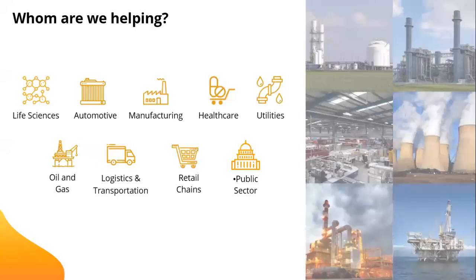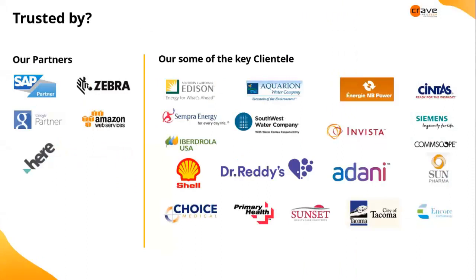So to whom we are helping, we are working across industries: life science, automotive, manufacturing. These are the focused industries. Along with that, utilities, oil and gas, retail chain, public sector. These are the industries we are covering. And to our credit, we have worked with some of the big names in India and globally. You can see they are from different verticals: pharma, manufacturing, oil and gas, utility, power, and engineering industries.